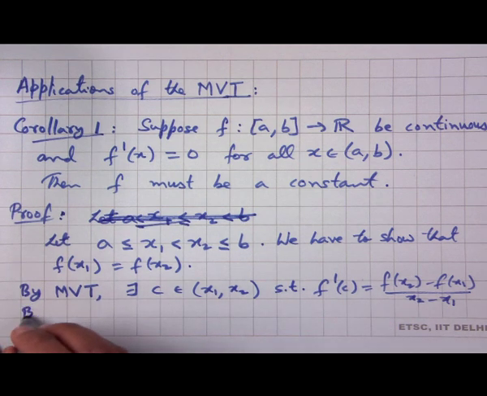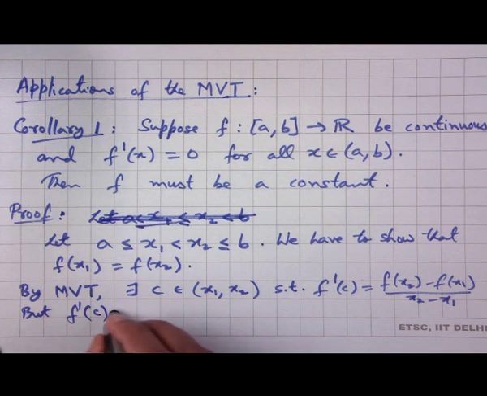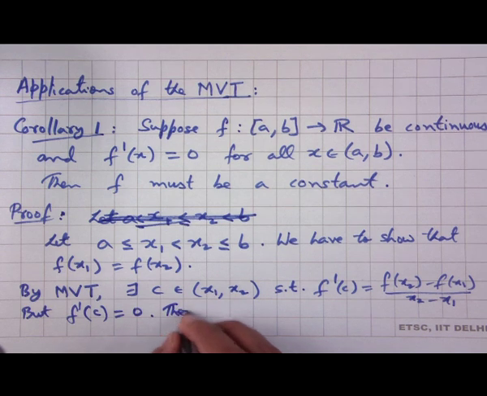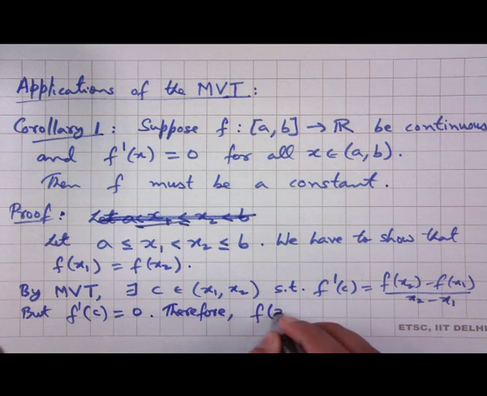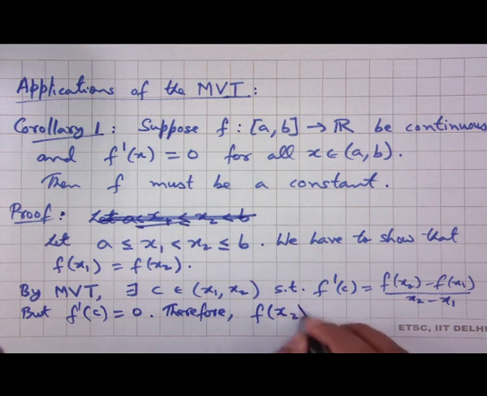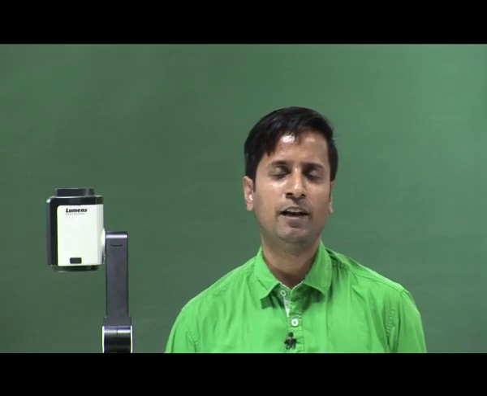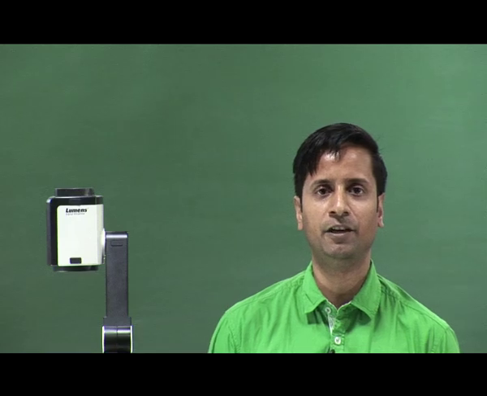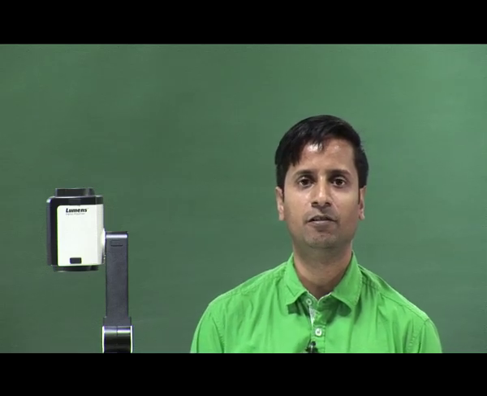But f prime x is 0 for all x in (a, b). So, f prime c is equal to 0. Therefore, f of x 2 must be equal to f of x 1. So, this is one application of the mean value theorem, that if the function is differentiable and the derivative is 0 on an open interval, then the function must be constant in that interval.